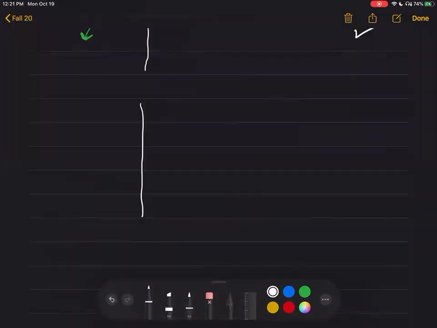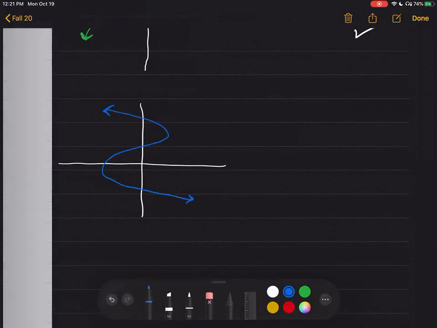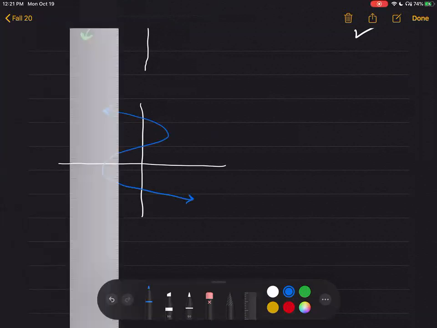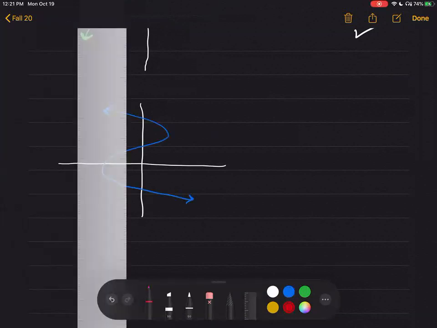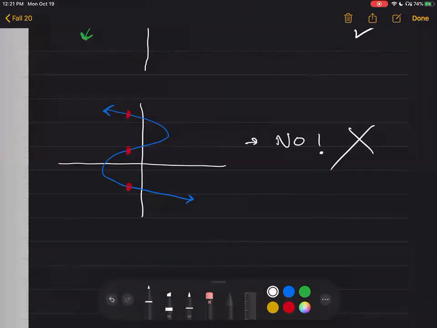What if we had something like this? So this one wiggles in a different way. Now, if we use the vertical line test on it, we see that if we move it here, bam, we're hitting it in 3 different places. You're hitting it here, here, and here. So this one, no, this one fails the vertical line test because it hits it at more than one point.